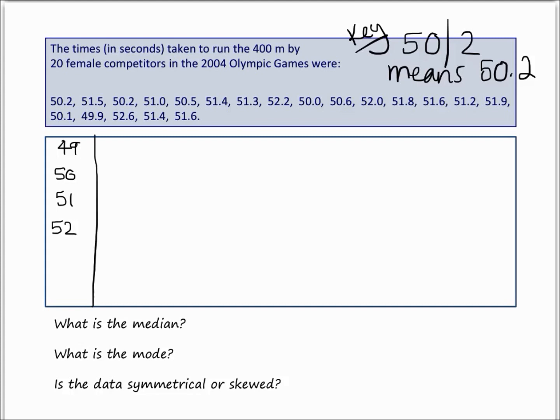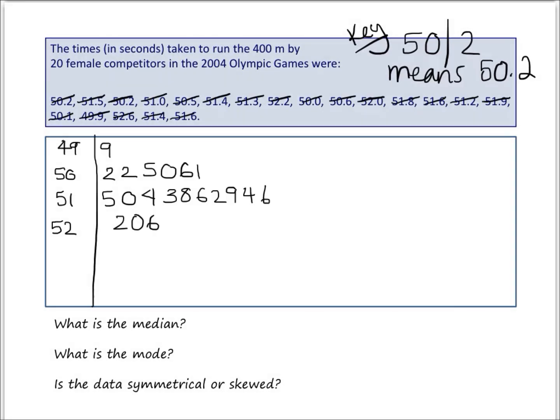Okay, so now this first value here, 50.2, will go in this column. 51.5, 50.2, 51.0, 50.5, and so on. Okay, and then as we did in the other one, our second step now is to put that data in order. So I'll do it in a different color over here.